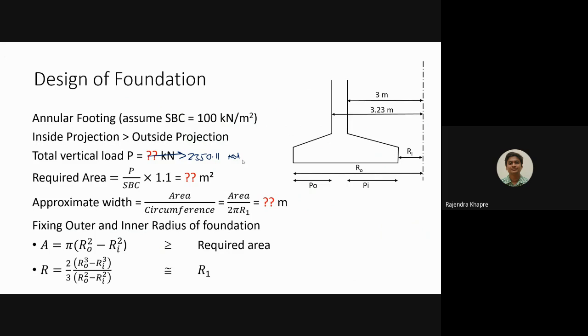We need to find out what is the area of the foundation which is required. What we usually do is assume 10% of the total load as the self weight of the structure, and then divide it by SBC. So the total load will be increased by 10% just to take care of the self weight. So this will be 2350.11 into 1.1, and in the problem the SBC is given to you as 100. So how much is the area of the footing which is required? Someone please tell me the calculations.